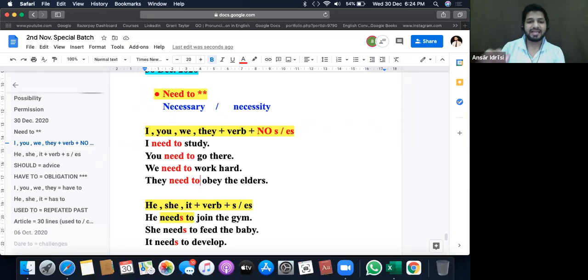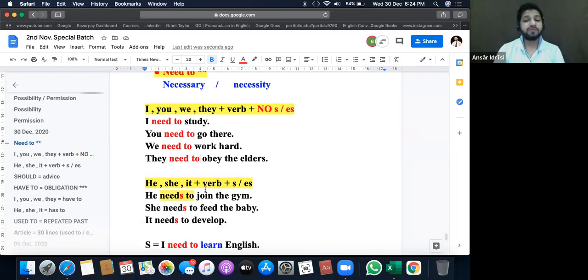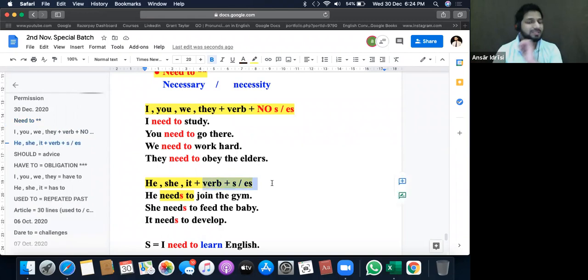So this is what exactly we are going to use here. Need to means what, करना पड़ेगा, जरूरत है हम लोगों को इस चीज की. Same case, he, she, it, we are going to put there verb plus s or es. This is what simple present tense.